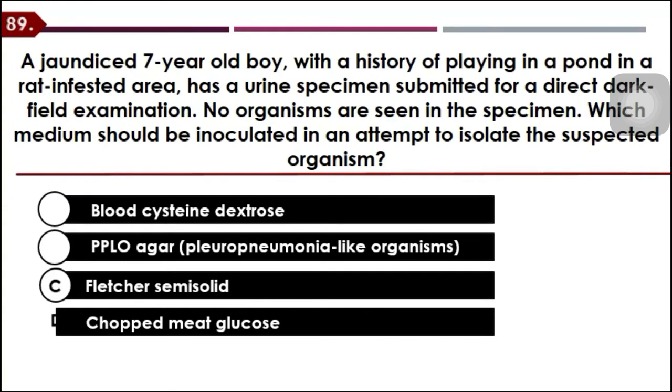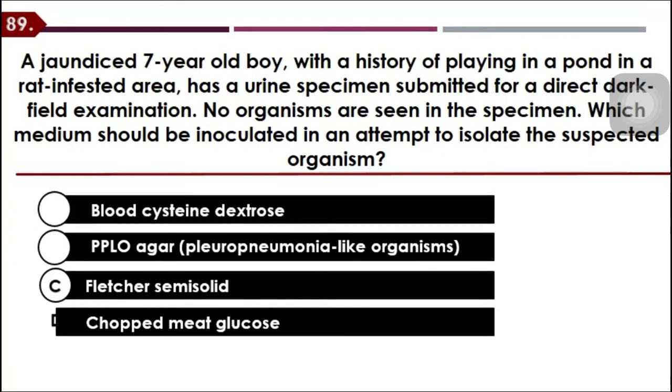Now, for number 89, a jaundiced 7-year-old boy with a history of playing in a pond in a rat-infested area has a urine specimen submitted for a direct dark field examination. No organisms are seen in the specimen. Which medium should be inoculated in an attempt to isolate the suspected organism? The keywords are rat-infested area and direct dark field examination. This gives us a clue that we are looking for spirochetes. Now, the question is, which medium?